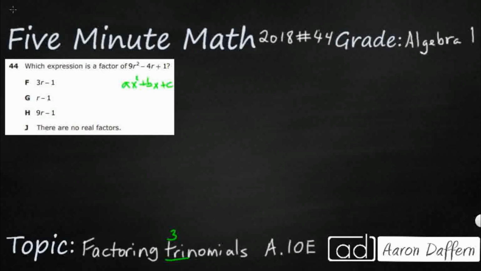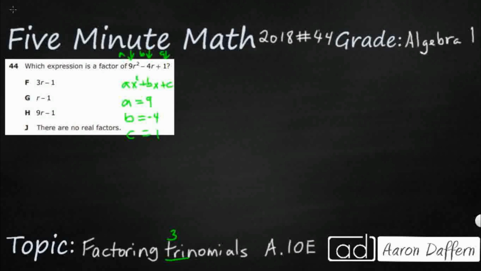So my a is going to be this leading coefficient. That's 9, so we can say a equals 9. We've got this b right here. It is a negative 4, right? That's going to be very important. The signs make a big difference here. That's my b, and then my c is just going to be positive 1.